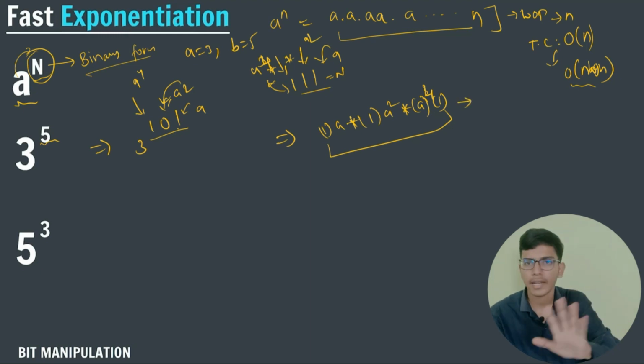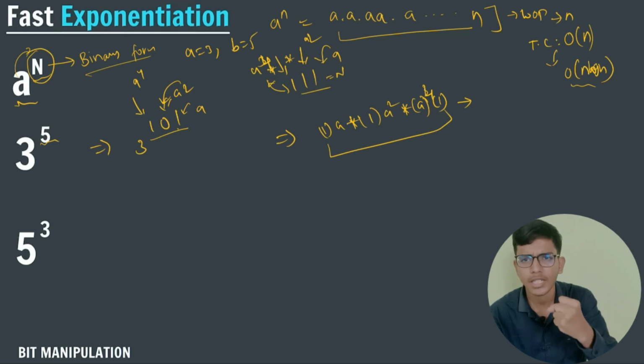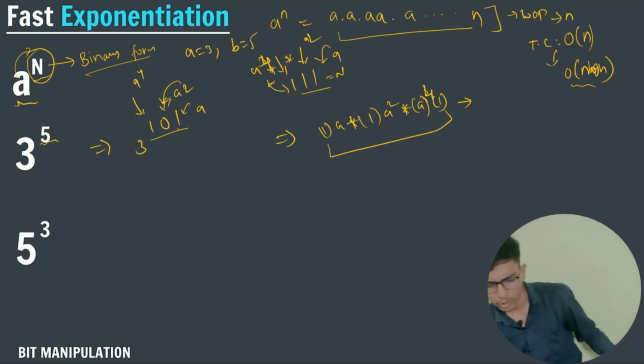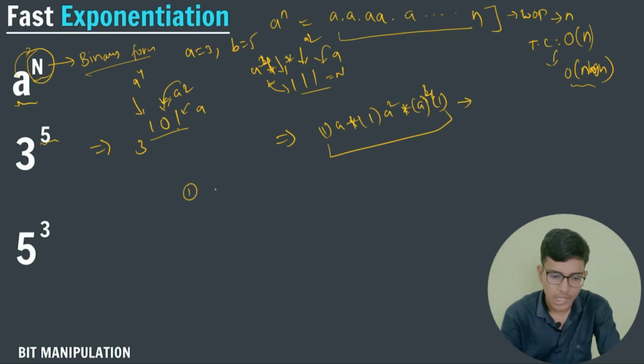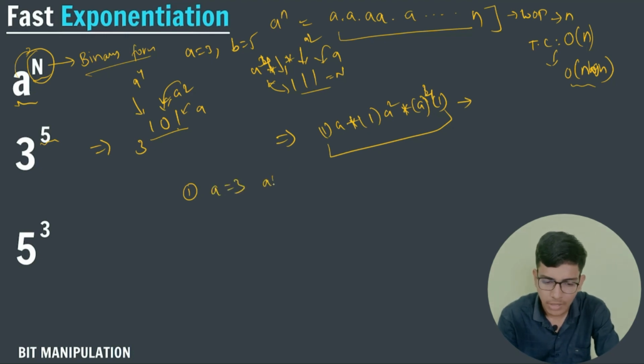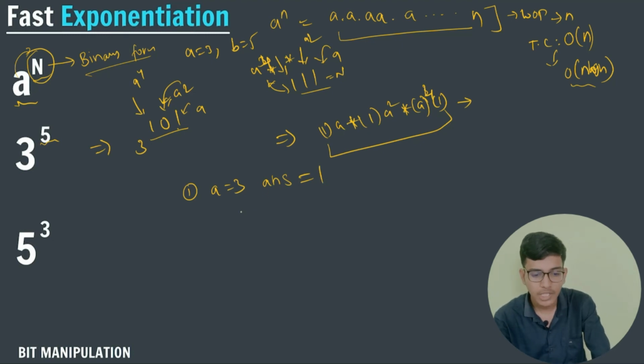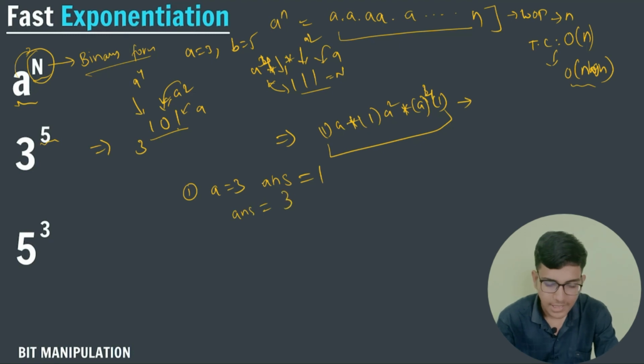Now let me do a dry run, such that you will understand what things are going on in my fast exponent question. Let me take that, in the first iteration, the value of a is equals to 3, and I am creating an answer variable, answer equals to 1. So in the first iteration, I am going to assign my answer value: answer equals to 3. That is nothing but 1 into a, right? Here a is 3, so the answer will become 3.